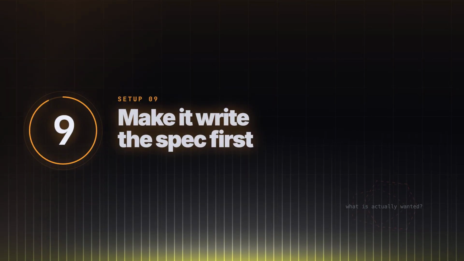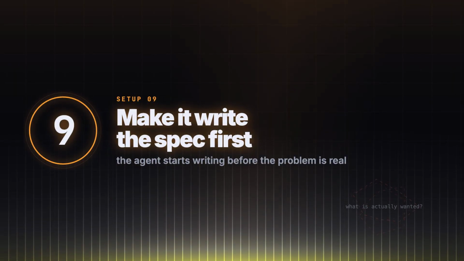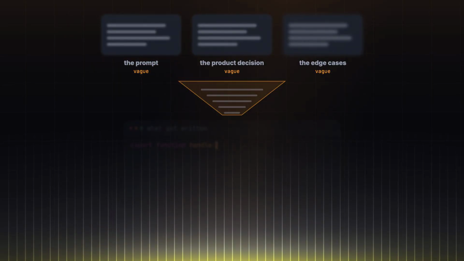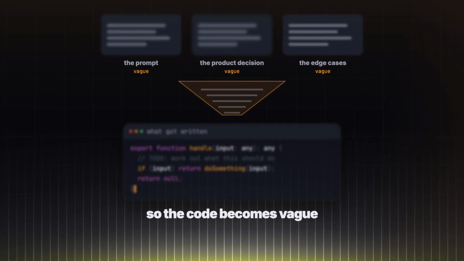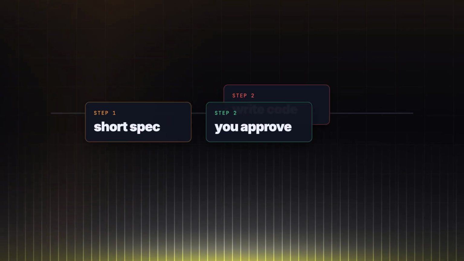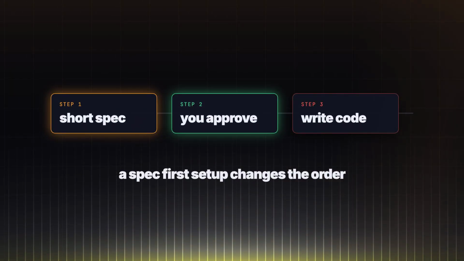Number 9 is the spec first setup. Vibe coding often fails because the agent starts writing before the problem is real. The prompt is vague, the product decision is vague, the edge cases are vague, so the code becomes vague. A spec first setup changes the order first. The agent writes a short spec.